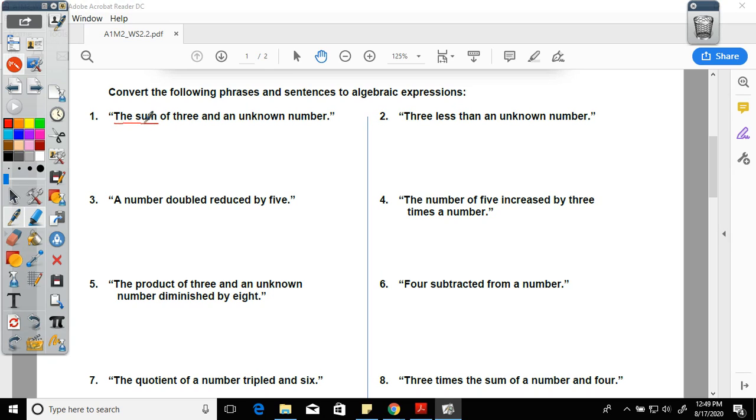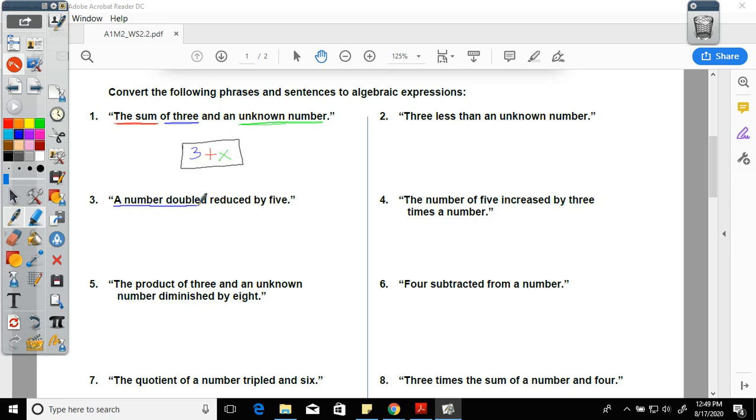The sum of 3 and an unknown number. Well, what does sum mean? Sum means addition, so we're going to add. Sum of 3 and an unknown number. Well, how do we typically represent an unknown number in math, especially in algebra? We use a variable, so I'm going to say x. All right, so there's my expression, 3 plus x. All right, so let's move on to the next one.